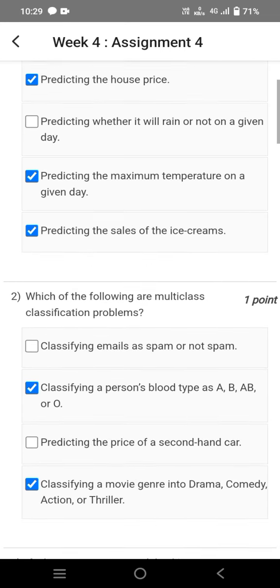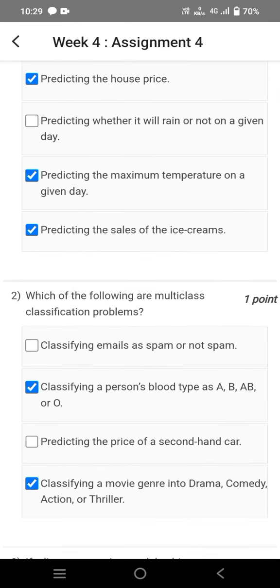Question 9th. Which of the following are multi-class classification problems? Option B and option D. Classifying a person's blood type as A, B, AB or O, and classifying a movie genre into the drama, comedy, action or thriller.